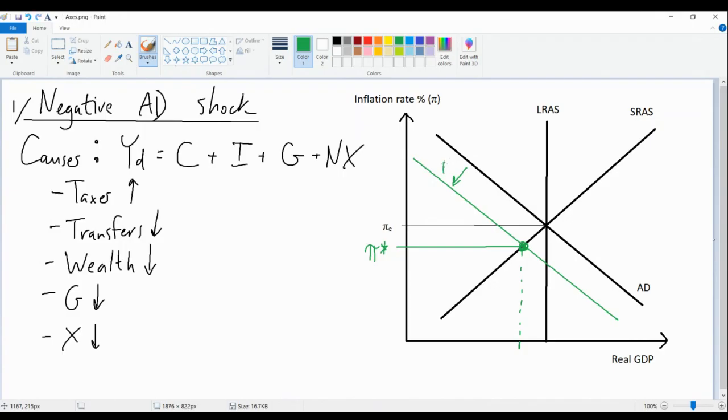Okay? So what we have here is the immediate impact of this surprise change in aggregate demand. Inflation is low, and we have a recession. What happens next, though? There are three possibilities for what happens next.